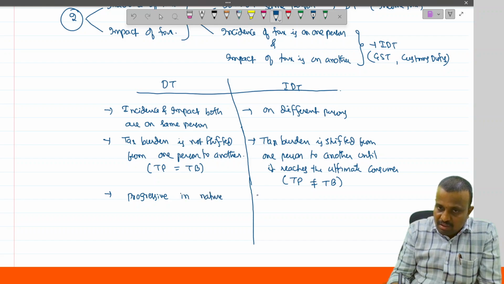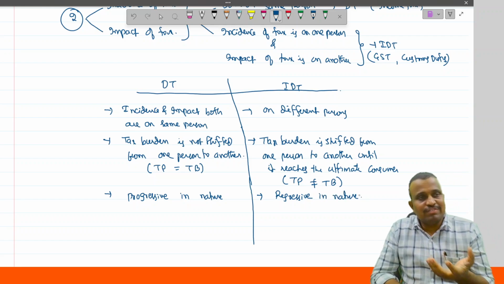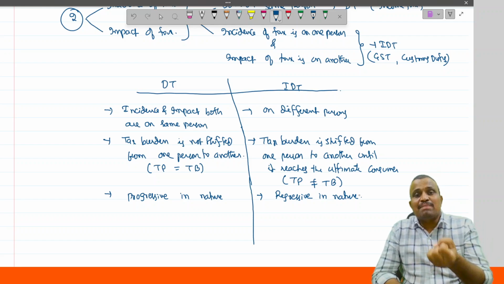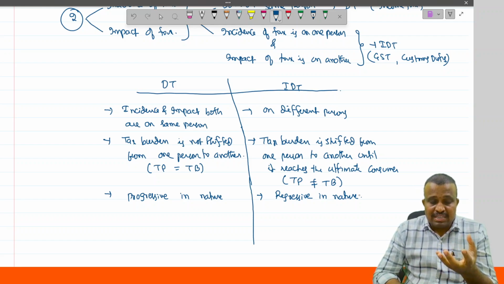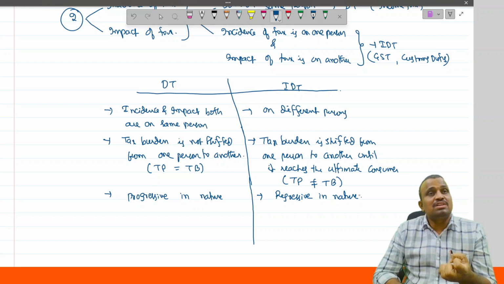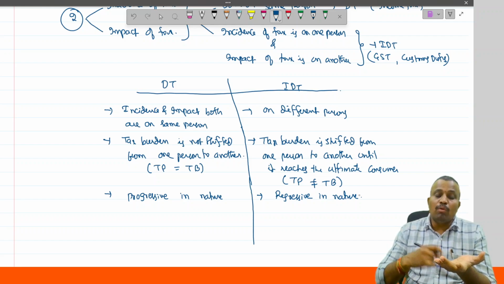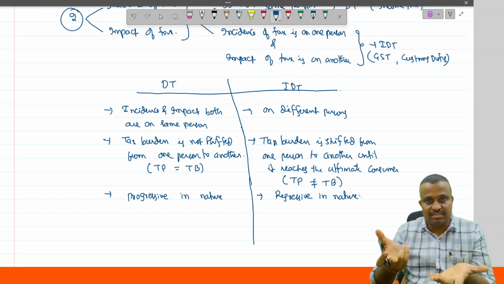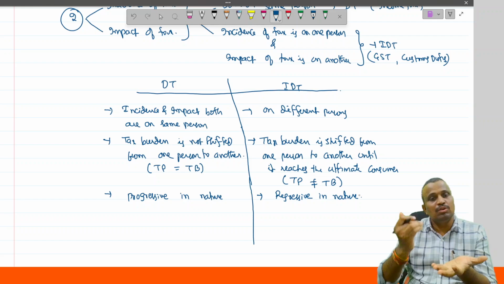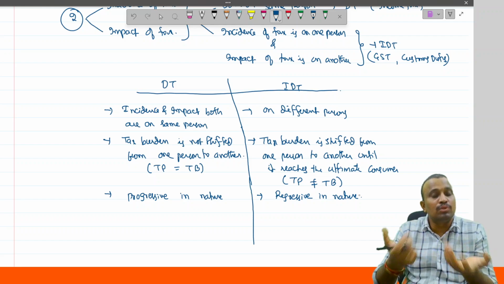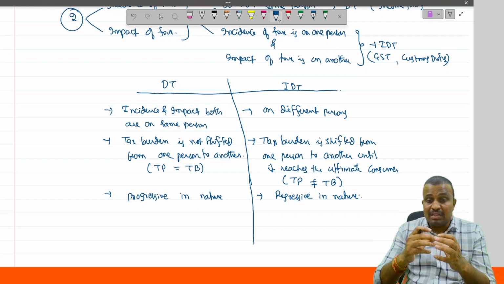And another one, the direct tax is progressive in nature, but indirect tax is regressive in nature. What is meant by progressive and regressive? In case of the direct tax, a slab system is there. So the central government levies the tax based on the income earned by the party. The more income is earned, more tax is levied by the government. Less income, then low tax is levied. Zero income, no tax is levied. Zero tax. But coming to the indirect tax, those types of differences are not considered.